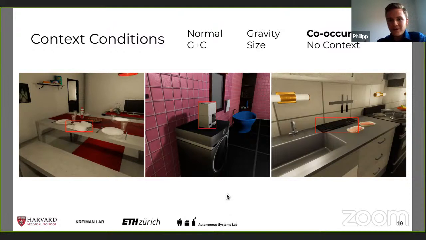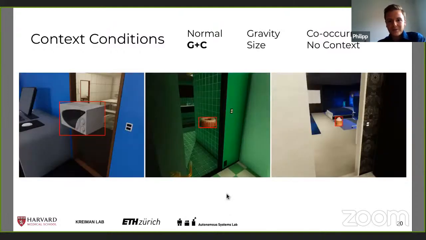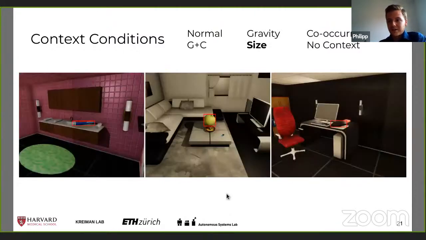So to continue on here, the next experiment is just a combination of the last two, so gravity plus co-occurrence now. And then we also have the size experiment. So here again, we should think about those relative sizes. So we now have an image of a computer mouse that is much larger in proportion to the screen or perhaps the keyboard next to it.